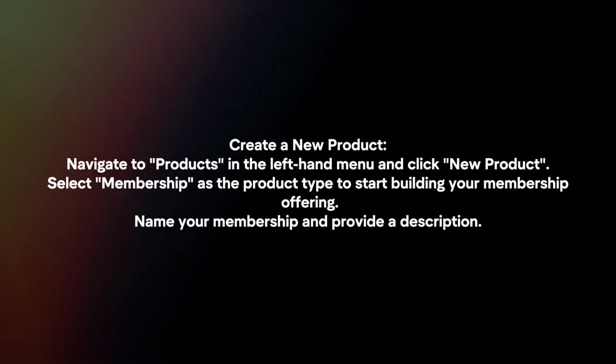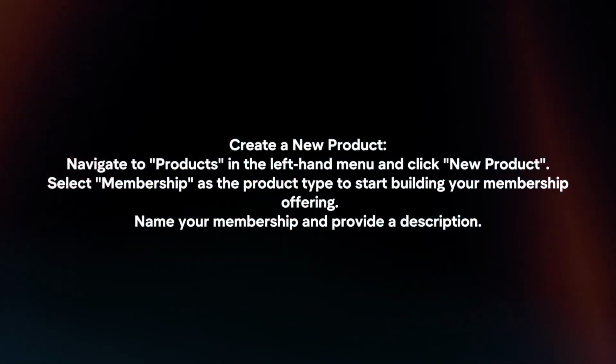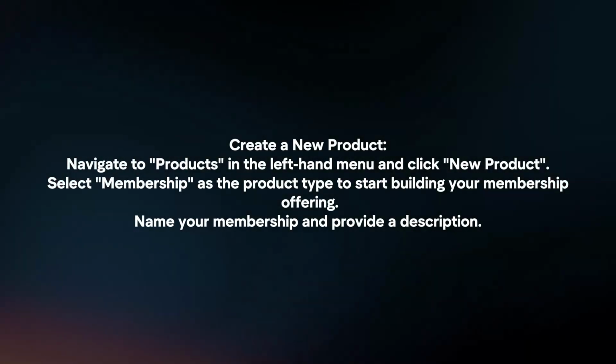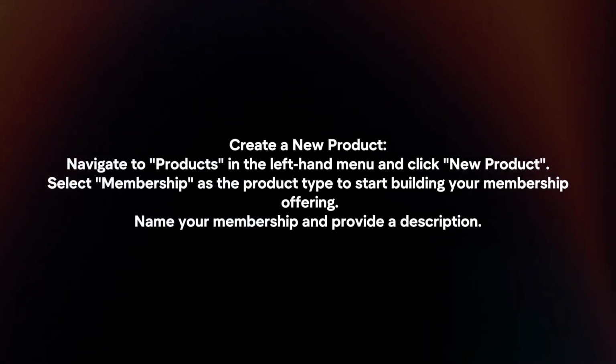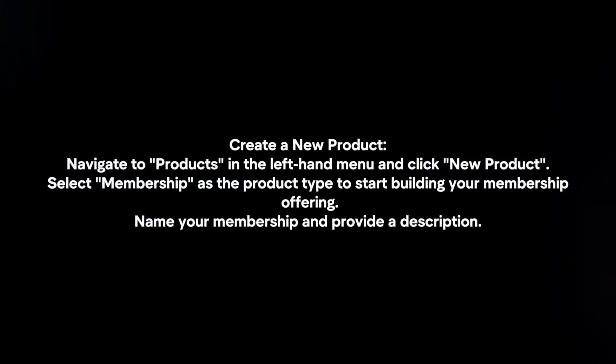Create a new product. Navigate to products in the left-hand menu and click New Product. Select membership as the product type to start building your membership offering. Name your membership and provide a description.